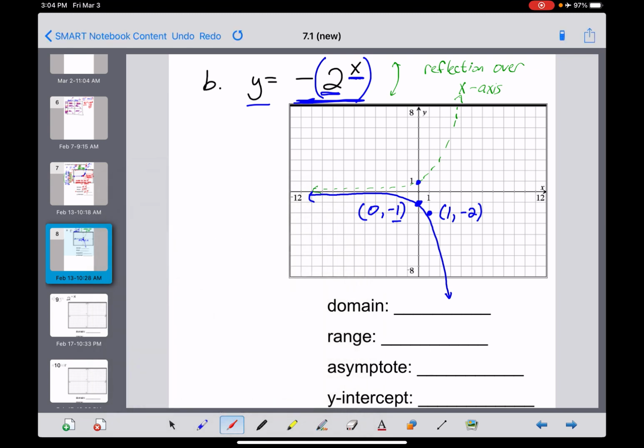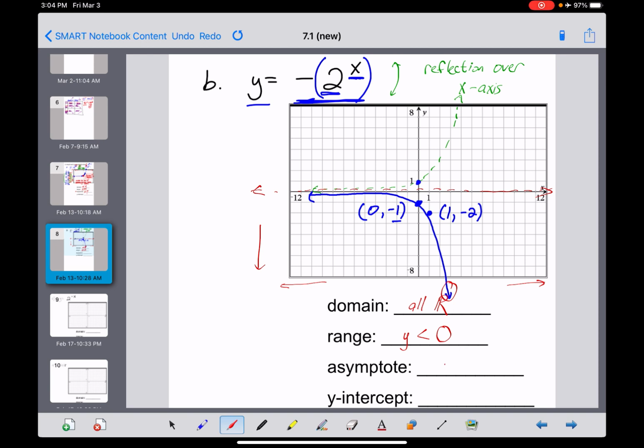Domain, just like before, this graph goes forever to the left, and it will go forever to the right. So once more, your domain is all real numbers. Range. How high does this graph go? We still have this borderline asymptote right here at 0, but this thing goes down towards infinity. We can see that right here. So in this case, your y values are still bordered by the x-axis, 0, but this graph exists entirely below the x-axis. So y is less than 0 is going to be our range for this graph.